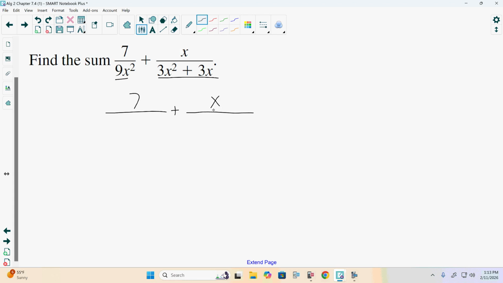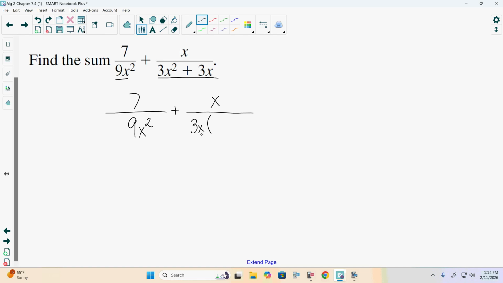Now, the first thing we're going to want to do is factor these denominators as far as possible to help us figure out if there's anything in common to multiply together, or figure out what we need to do to get them to be the same. Now, 9x squared is as simplified as it gets. Single term, nothing we can do to it. Now, the 3x squared plus 3x, there's a greatest common factor of 3x.